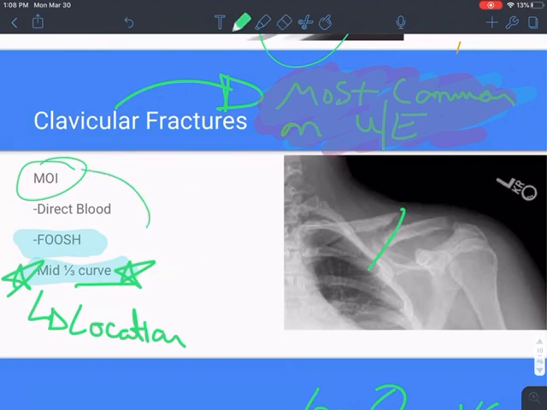The MOI, mechanism of injury, is the FOOSH. FOOSH, if you remember, is fall on outstretched hand. So if you could picture it, let's say you're skiing, you fall going forward and you put your arm out to break your fall. If you keep your arm straight and locked, right, that energy is going to transfer up your arm to the weakest spot, which is the middle third of your clavicle, where there's a curve.